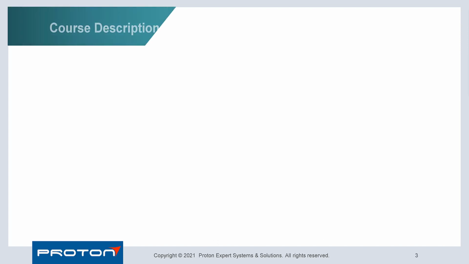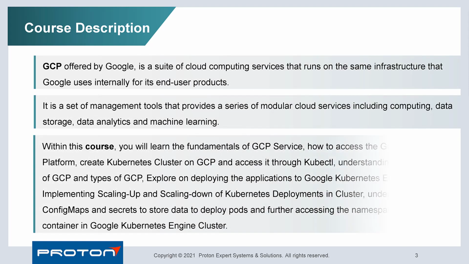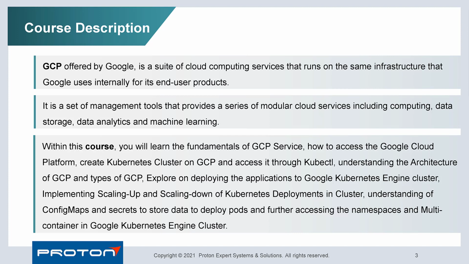Now, let's understand what is Google Cloud Platform. It is a suite of cloud computing services that runs on the same infrastructure that Google uses internally for its end user products. It also consists of a set of management tools that provides a series of modular cloud services including computing, data storage, data analytics, and machine learning.